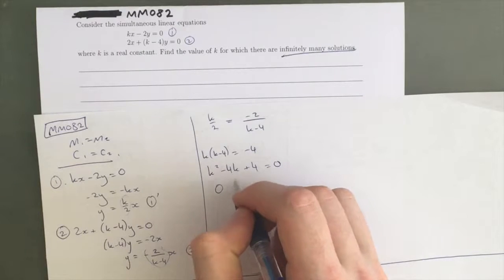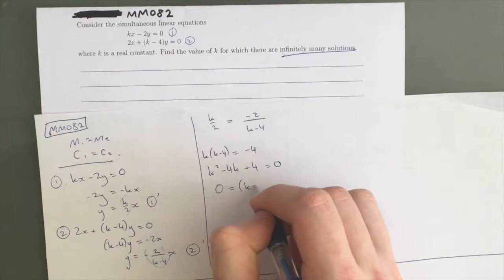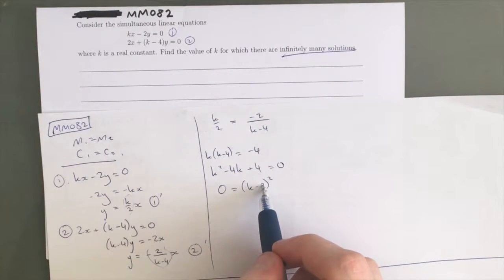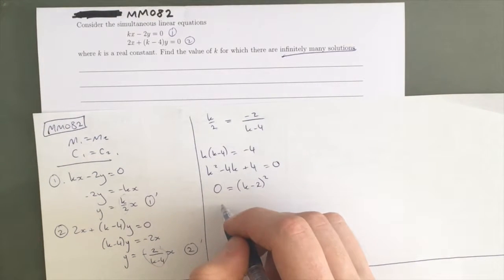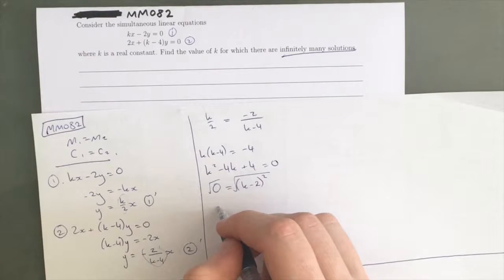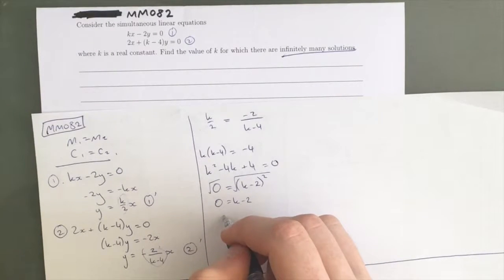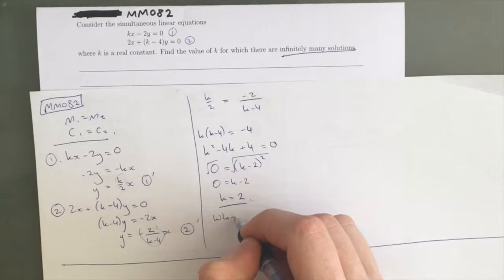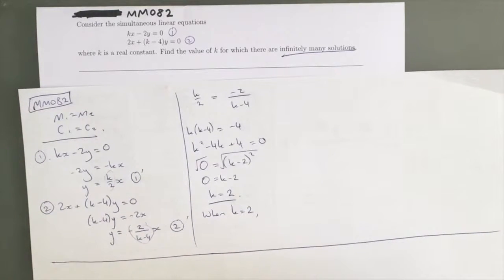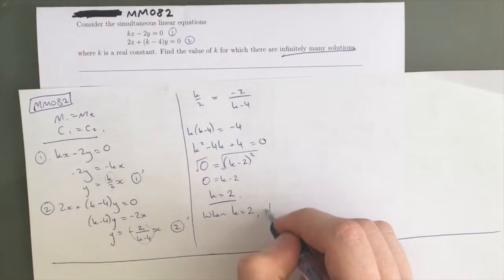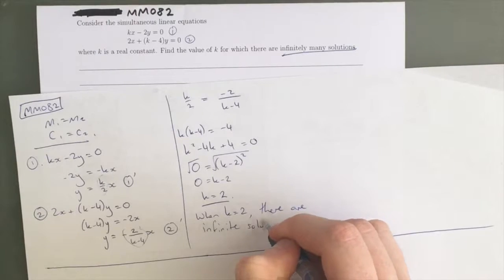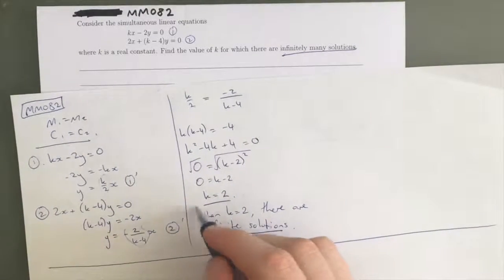Now at this stage, by factorizing this, we get 0 equals k take 2 squared, because negative 2 times negative 2 equals positive 4, and then negative 2 take negative 2 equals negative 4. Which means that if we square root both sides, we get 0 equals k take 2, and therefore k equals 2. Which means that when k equals 2, and I would actually write this so that you're answering the question properly, when k equals 2, there are infinite solutions. And that is your final answer.